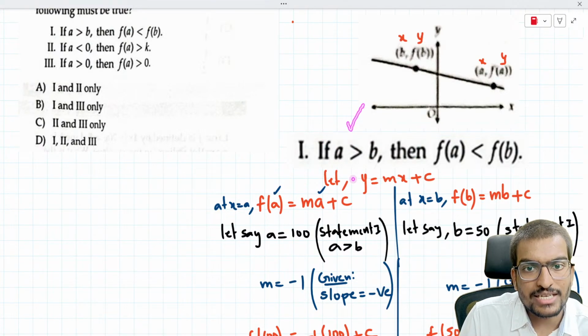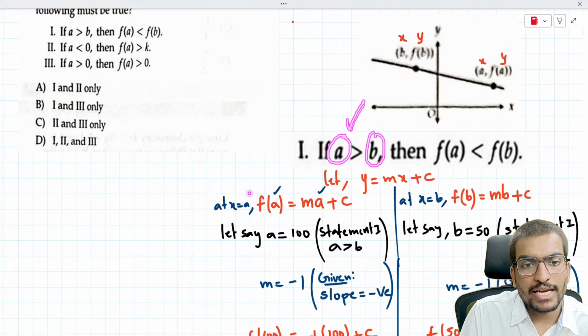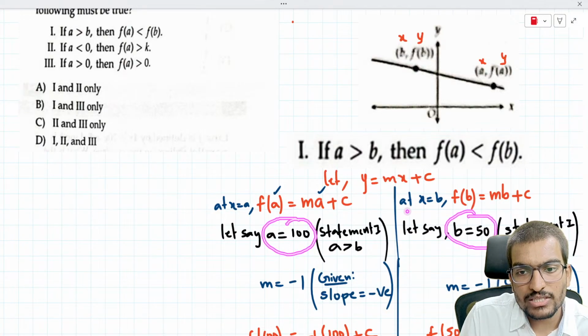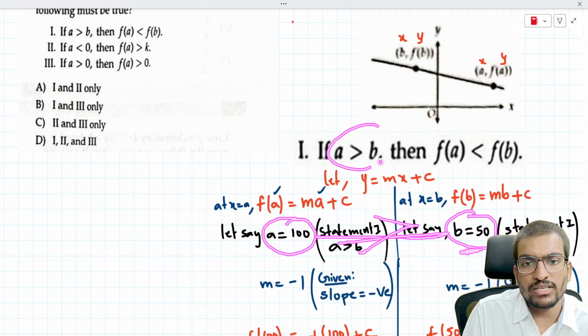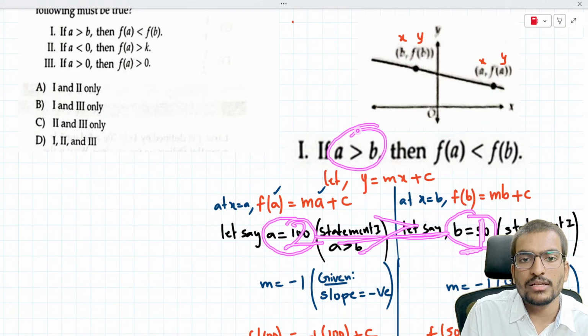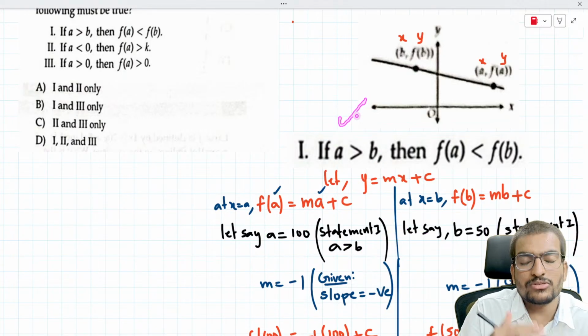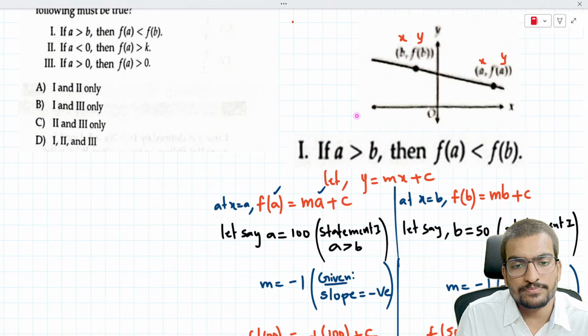a value is greater than b. You need to take a value more than b. I took a value as 100 and b value as 50. 100 and 50, 100 is greater than 50. That's how you need to take. If you take a value 2, you need to take b value 1. You need to satisfy this statement; you can take any value.